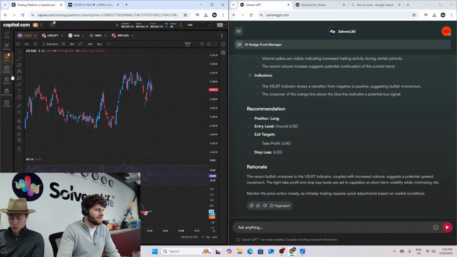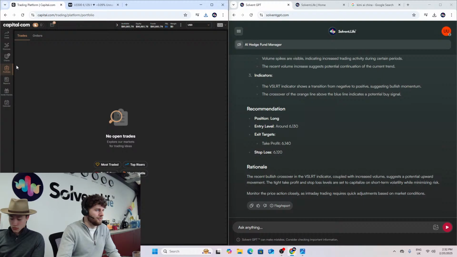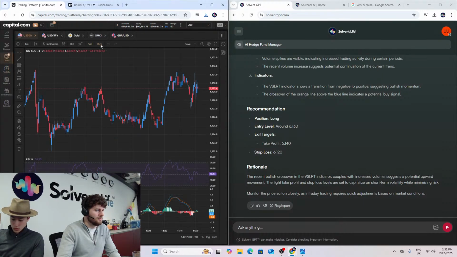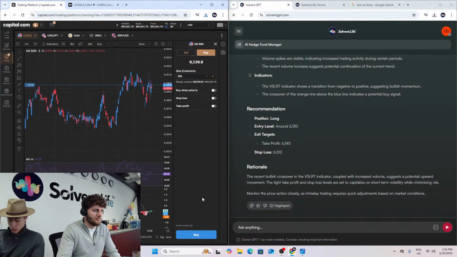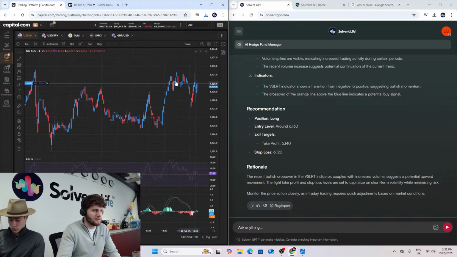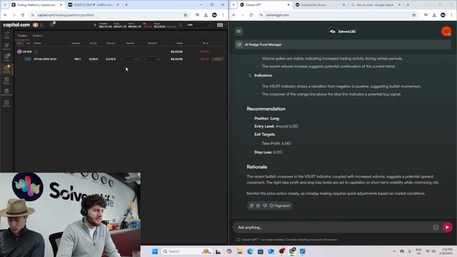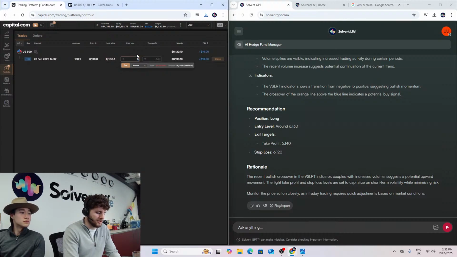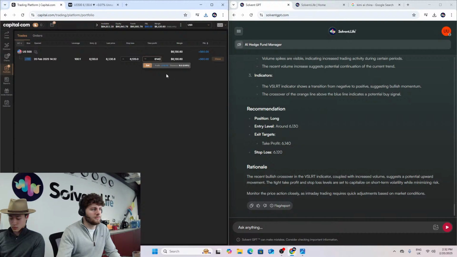Let's enter. Portfolio. Let's go to buy. I'm going to go long. And let's add the stop loss and take profit. So our stop loss that was recommended, 6120. And our take profit is 6140. Fantastic.